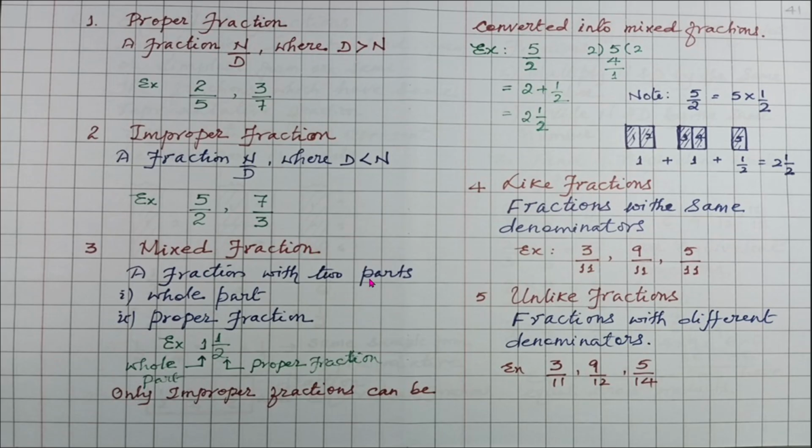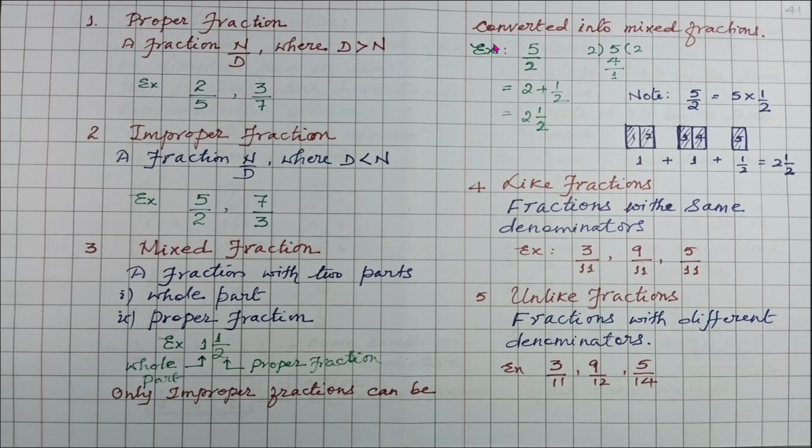A mixed fraction has two parts, the whole part and the proper fraction part. For example, 1 and a half is a mixed fraction. Here 1 is the whole part and 1 by 2 is the proper fraction part. Remember, only improper fractions can be converted into mixed fractions. Again I'll repeat, only improper fractions can be converted into mixed fractions.